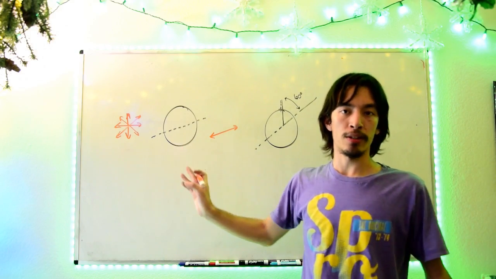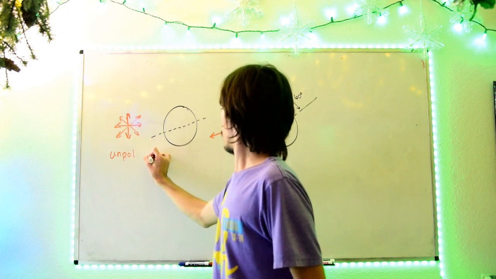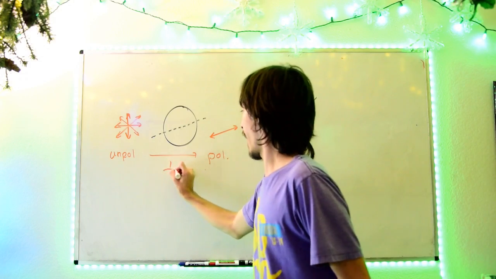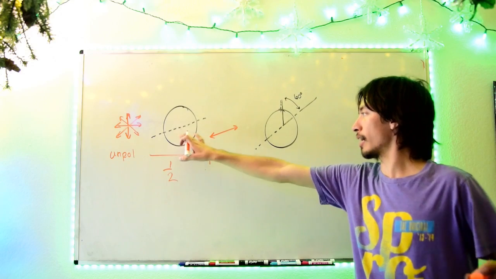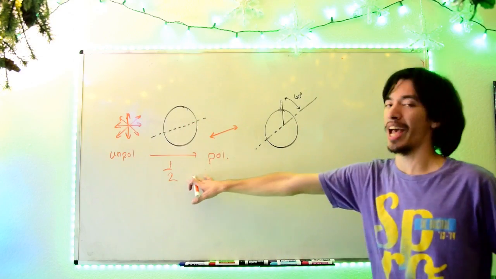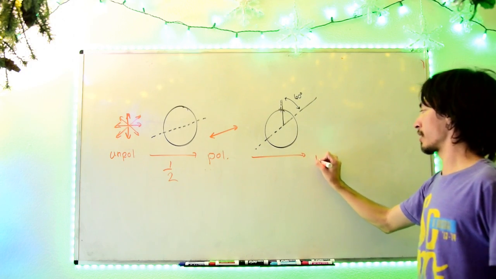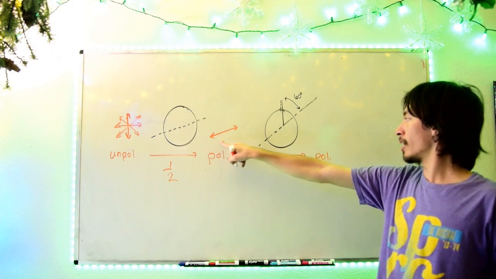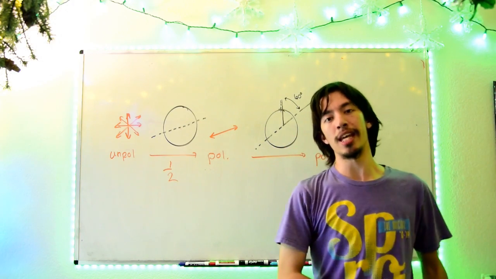No, because anytime you go from unpolarized to polarized, you cut it in half automatically. It doesn't depend on the orientation of this. If you go from unpolarized to polarized, it's half of the intensity. Now, if you repolarize the light, so if it's already polarized in one single direction and you repolarize it into another direction, that changes the answer.